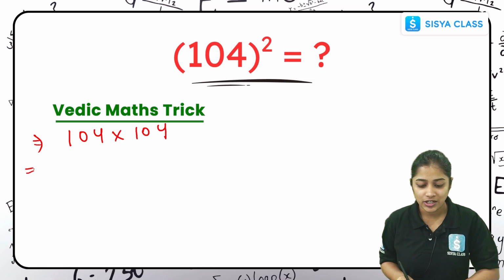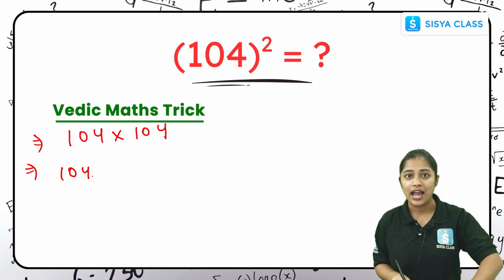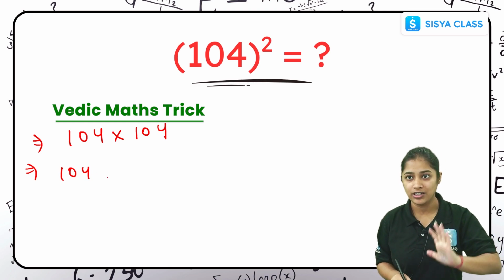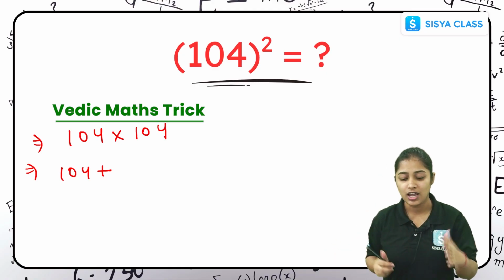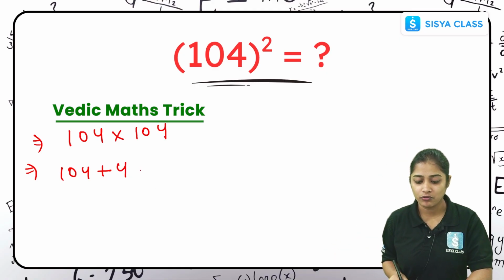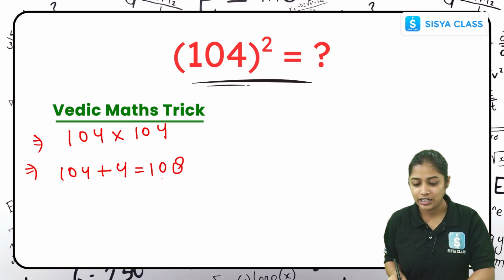Now, what is our first step? We will take our number 104, and we will add the last two digits to our number. So, what is the last two digits here? That is 04 or 4 itself, right? So, we will add 104 with 4. So, my answer is 108.